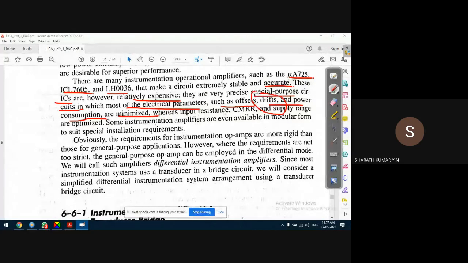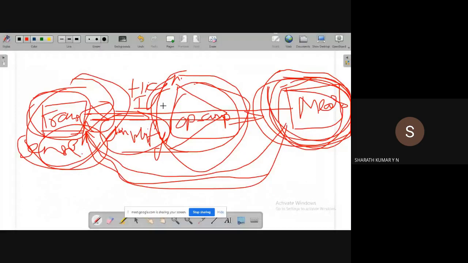What are drifts? Drifts mean variation in the parameter. That means it should be a linear device. What the author is trying to say is that this instrumentation amplifier should be a linear device, so that the smallest variation in the input parameter, let us say current, for example, will result in a proportional variation in the parameter which is applied to the measuring device.